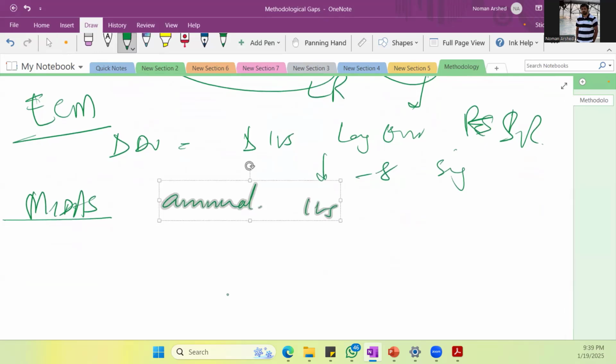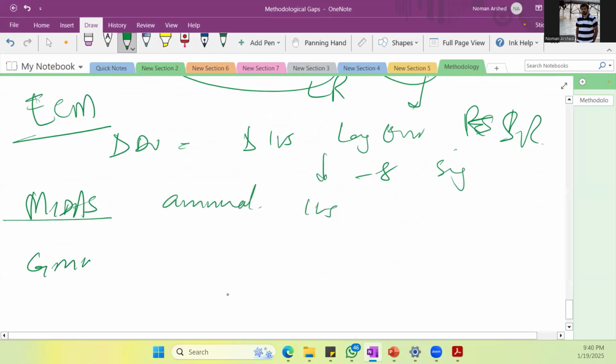The third concept is that you need to know the GMM, meaning how to handle the endogenous variable. Fourth is the simultaneous equation model method. So if you know these four strategies, then you can apply many models. So for example, if your dependent is binomial, you apply logit.